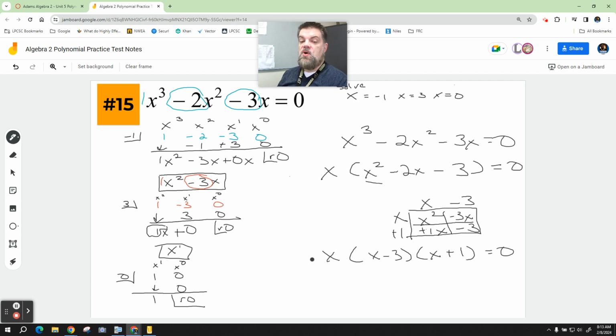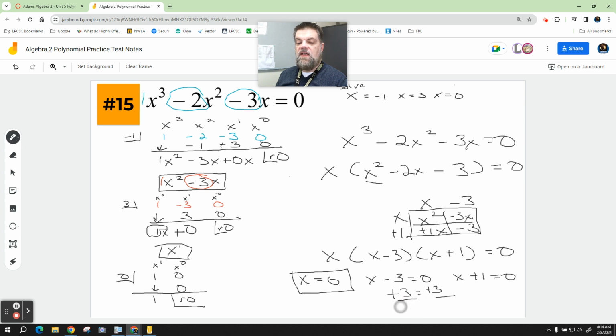Now, this is what we call prime factorization. That means it can't be factored anymore. So we set each one of these factors equal to 0. So I say x equals 0. I say x minus 3 equals 0. And x plus 1 equals 0. This one's done, right? x equals 0. I have to add 3 on both sides for this one because we have to solve for x, right? I get x equals 3. Then over here I subtract 1 from both sides.